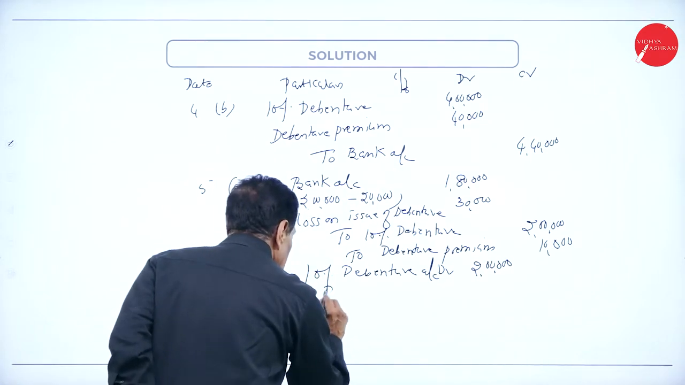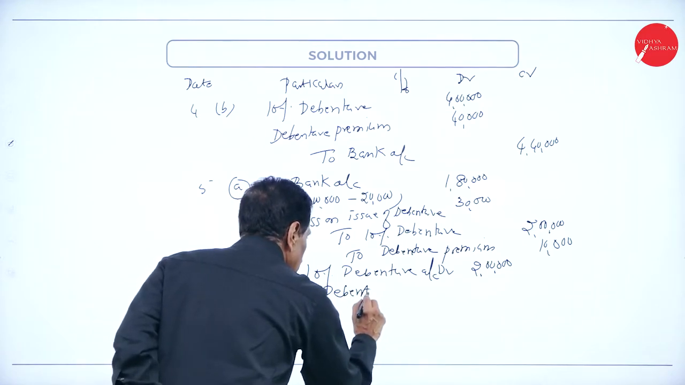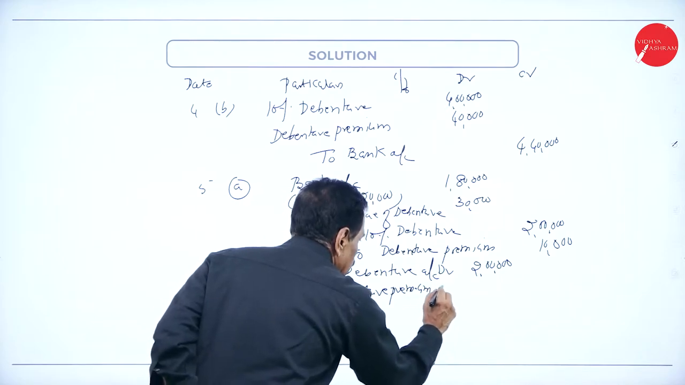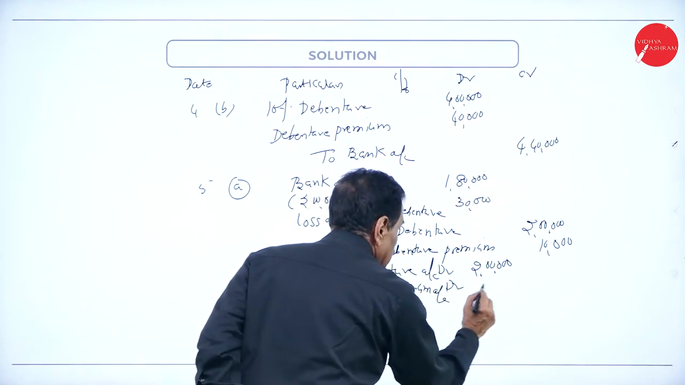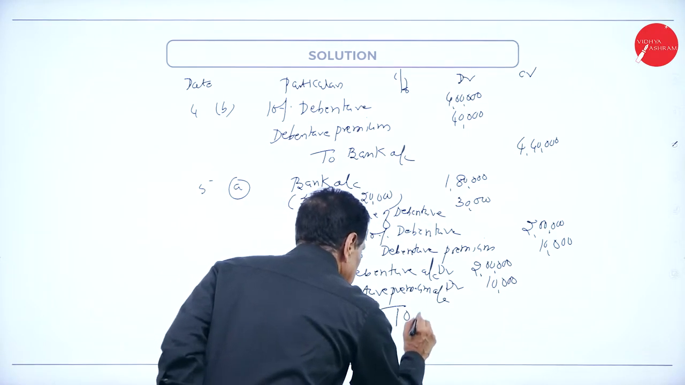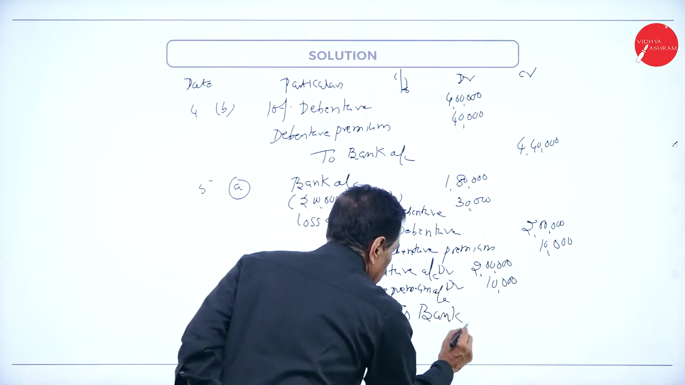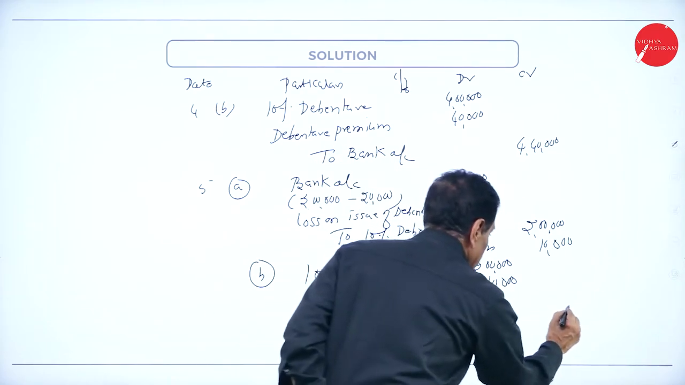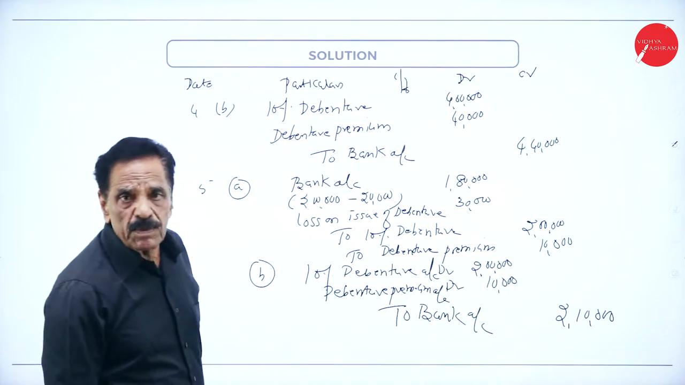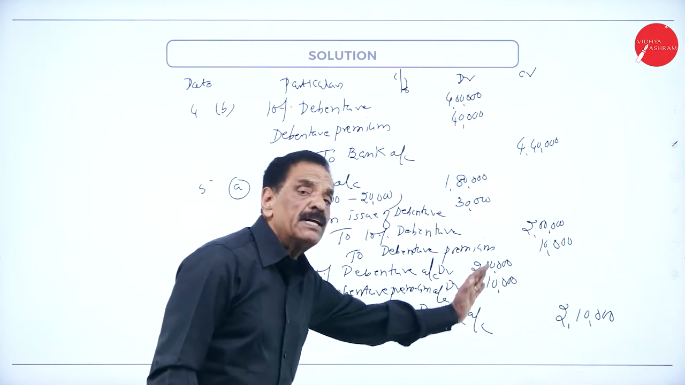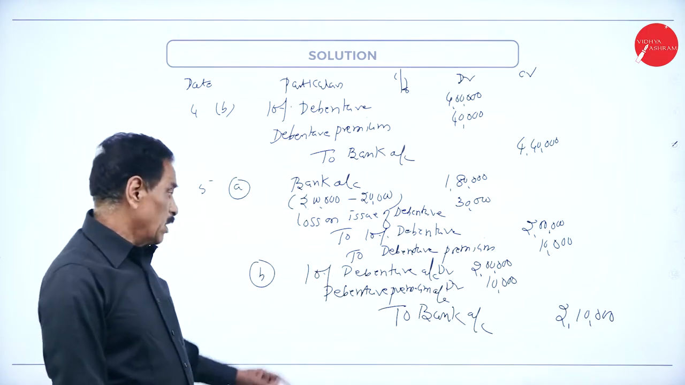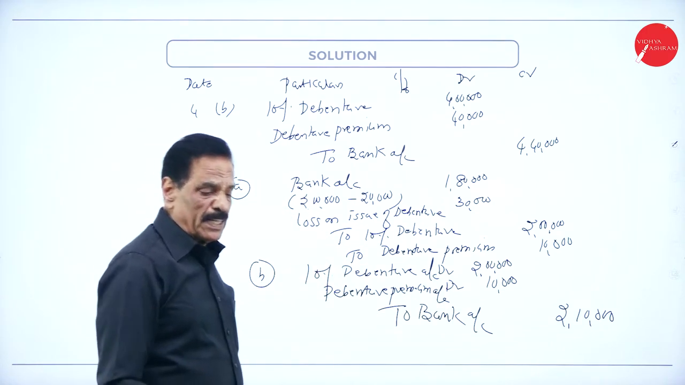Debenture premium account debit 10,000, to bank account 2,10,000, paid at premium. So the entry is: 10% debenture account debit, debenture premium account debit 10,000, to bank account 2,10,000.